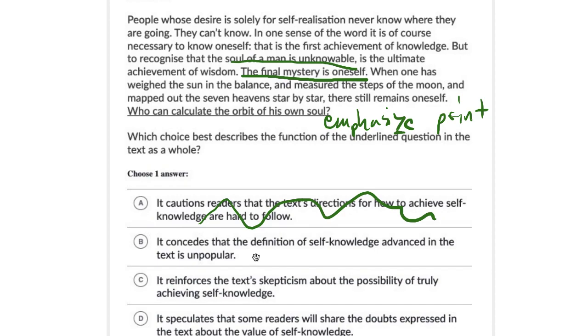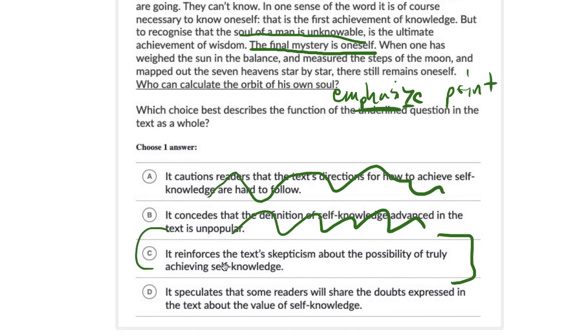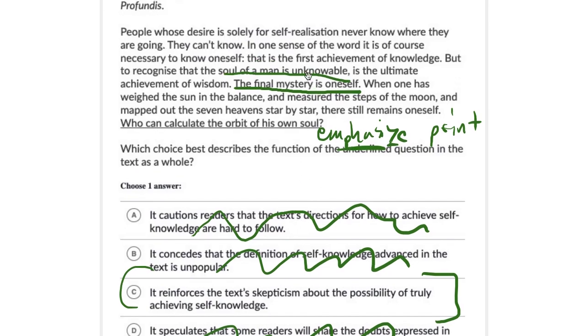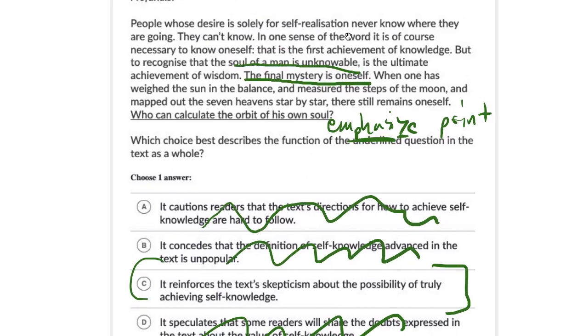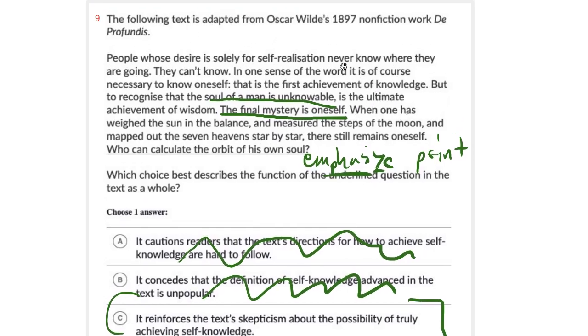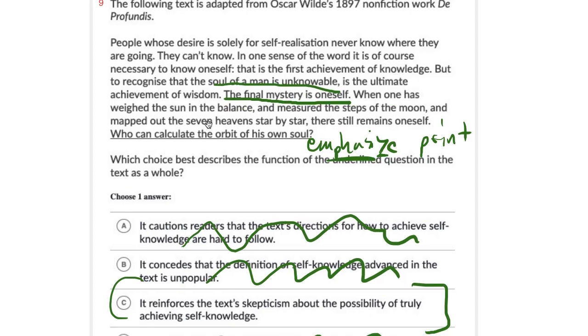Yes. It concedes that the definition of... No, it doesn't concede that at all. It reinforces or emphasizes the text's skepticism about the possibility of truly achieving self-knowledge. Okay, if the point is that it's difficult to achieve self-knowledge, then it is being skeptical about that possibility. And so that will be correct. But D, it speculates that some readers will share the doubts. It doesn't do that. So as we're reading, we really just take stock of what's going on, because we know with function questions that the function is going to be important, and to know the function of the underlined sentence, we need to be keeping track of the functions of the sentences that surround it, or in this case, the sentences that precede it.